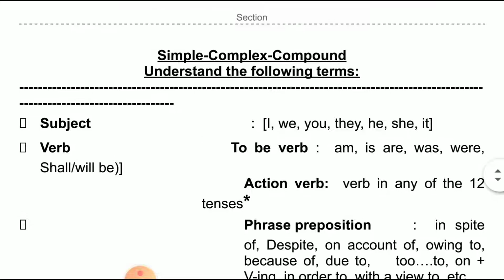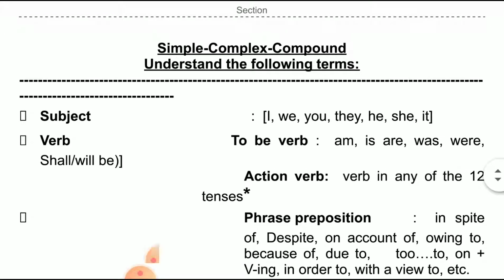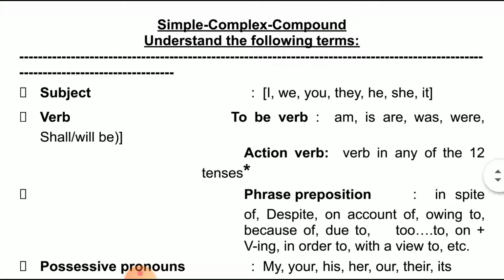Now, here, the first thing that you need to identify is the verb. How many verbs are given in the sentence? If one verb is there, it is simple. If two verbs are there, it can be complex or compound. If two verbs are joined using a subordinate conjunction, it is a complex sentence. If two verbs are joined using a coordinate conjunction, it is a compound sentence.